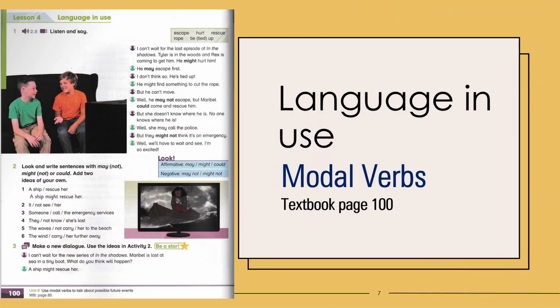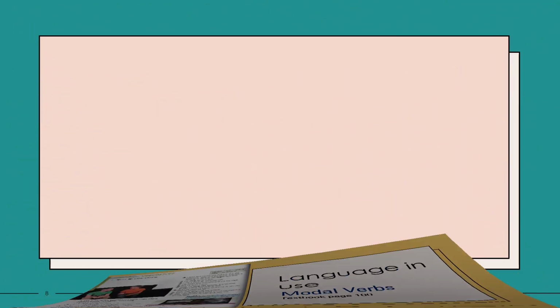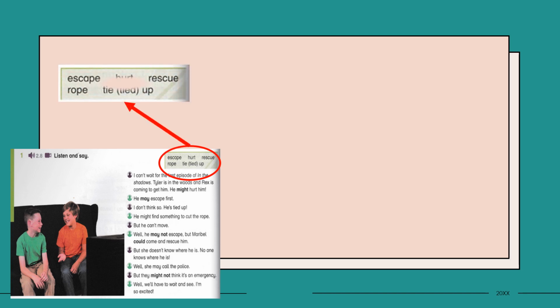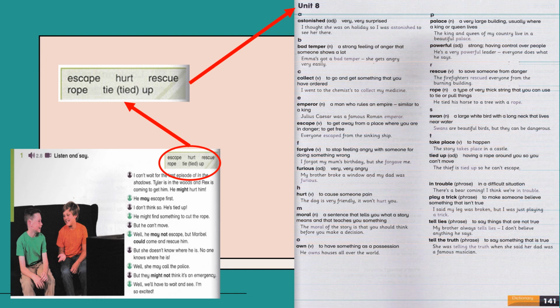Let's look at the second subtopic for today's lesson, which is language in use. We will learn about modal verbs. You can refer to your textbook page 100. Children, let's look at the activity in your textbook page 100. You can see the words given here: escape, hurt, rescue, rope, tied up.